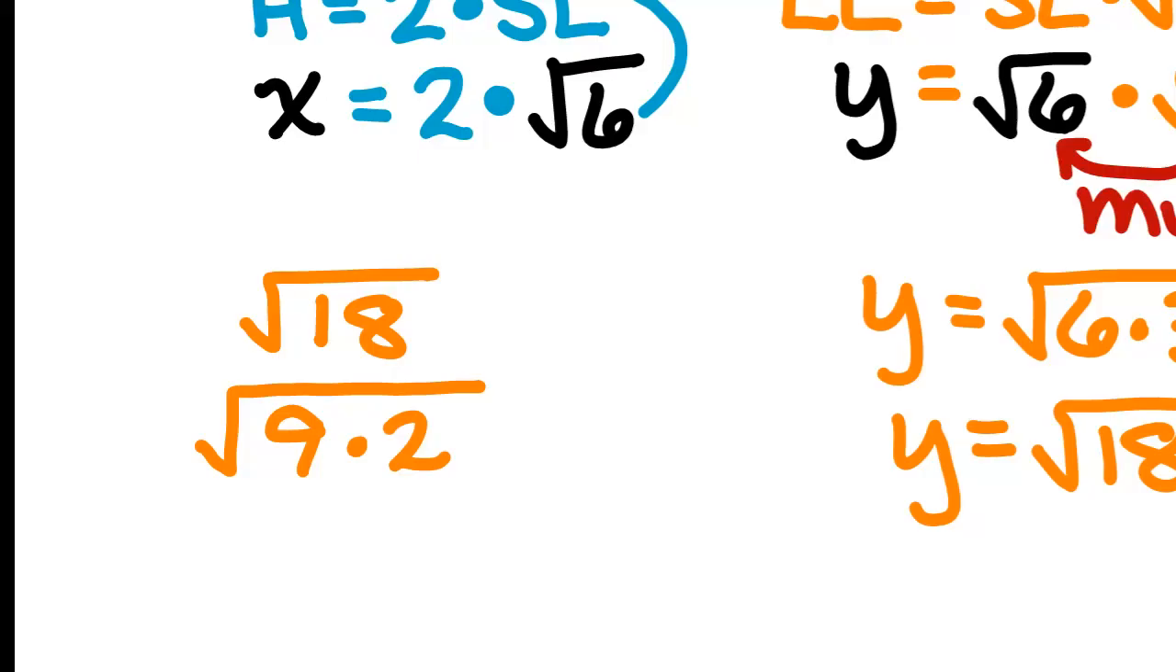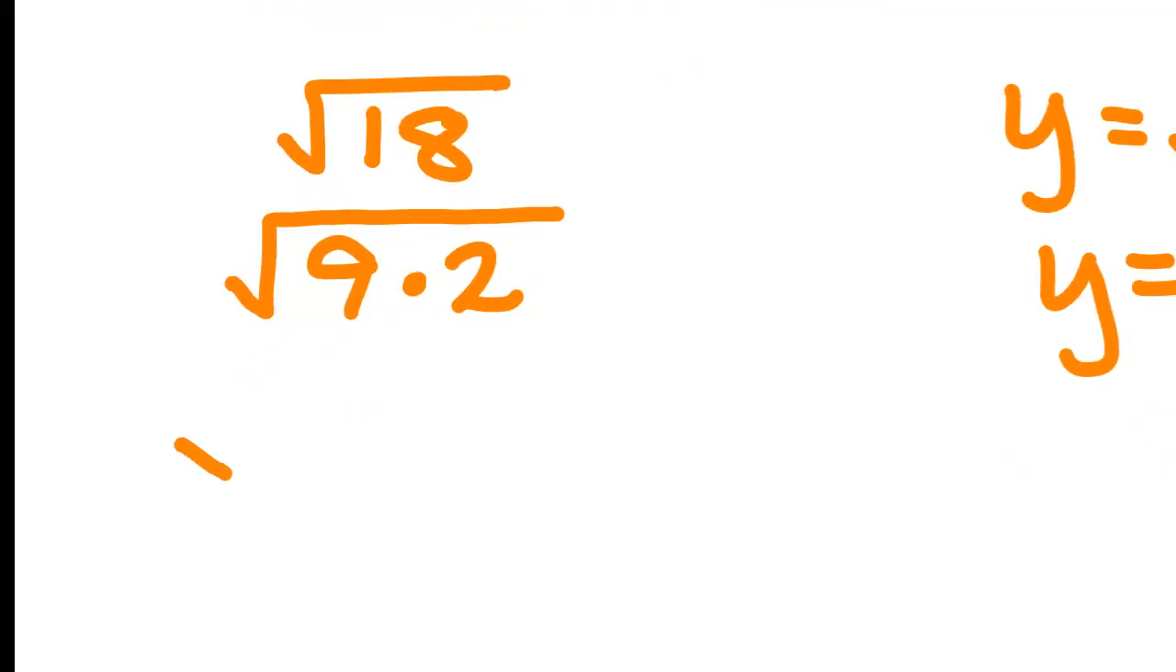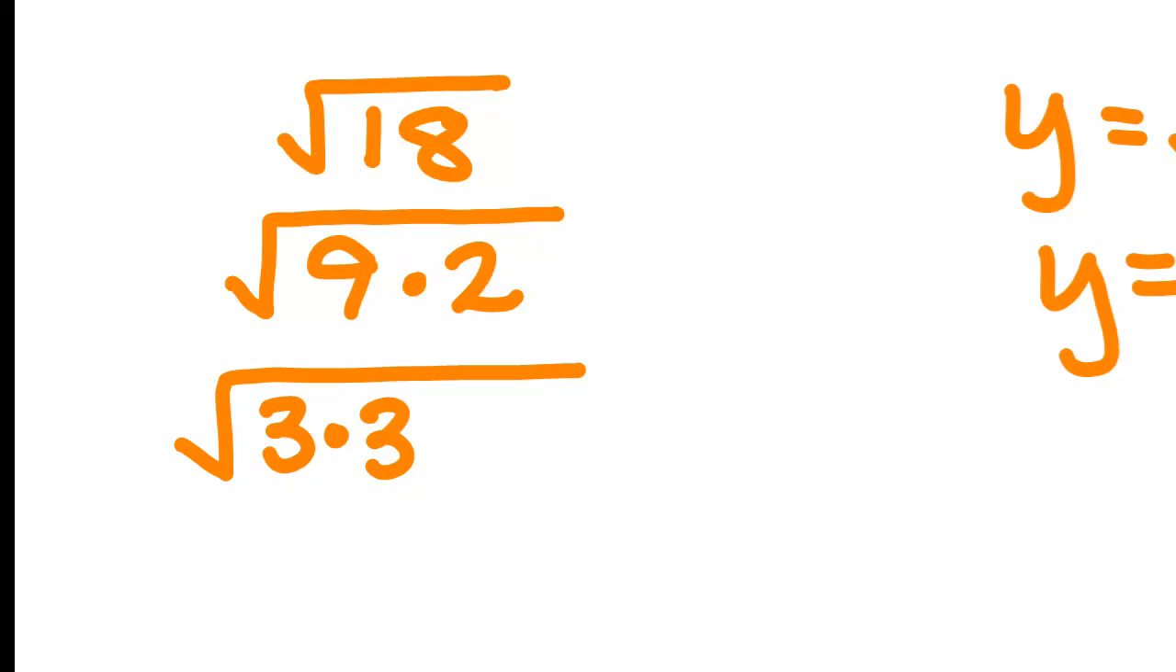Can either of those numbers be broken down anymore? Is there anything that goes into 9? Yes. What goes into 9? 3 and 3. So this would be 3 times 3. Does anything go into 2? No, just itself and 1. So 3 times 3 times 2 would be 18.